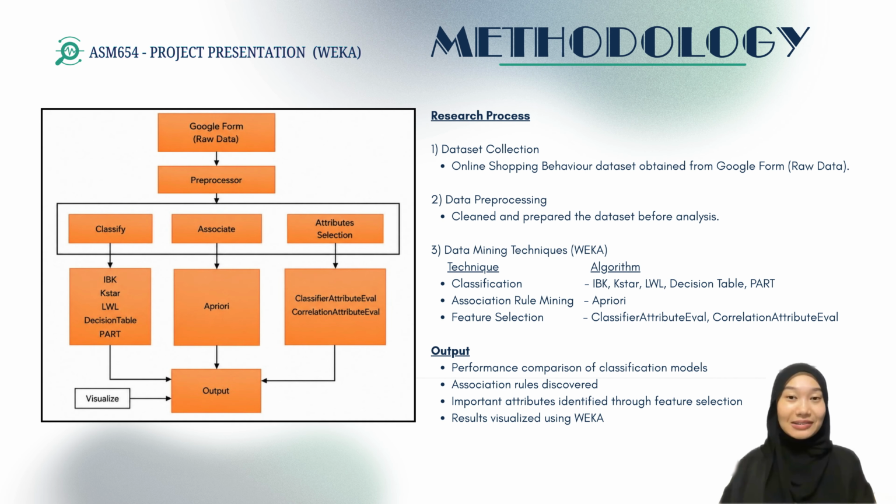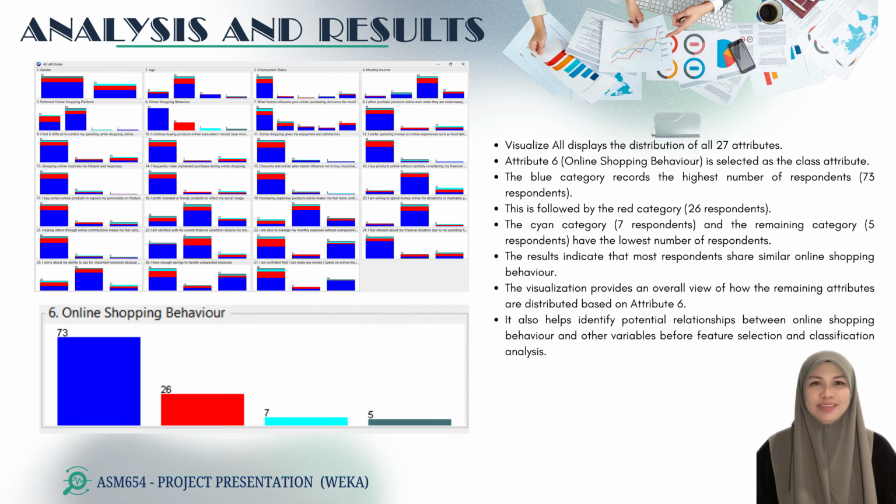Our methodology consists of 4 main steps. First, we collected the online shopping behavior dataset through Google Forms. Next, the data was pre-processed to ensure its quality. And then we applied the data mining techniques in Weka, including classification, association rule mining, and feature selection. And finally, we evaluated the results by comparing classification models, identifying association rules, selecting important attributes, and visualizing the findings. Next, I will explain the analysis and results.